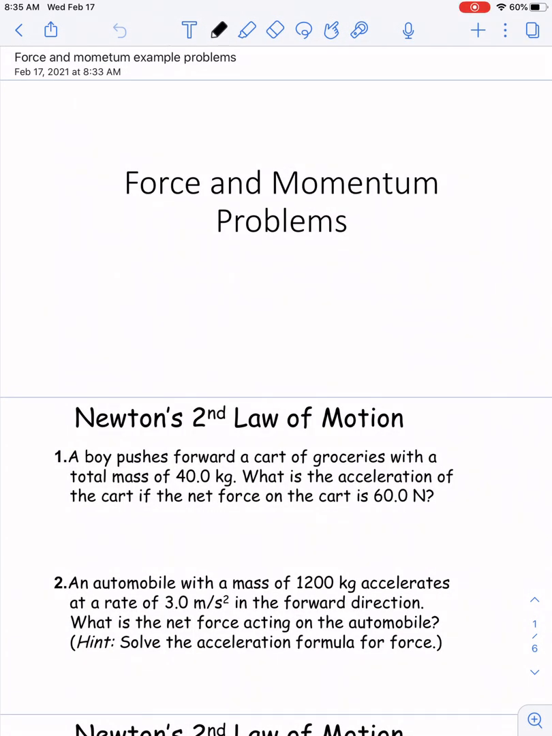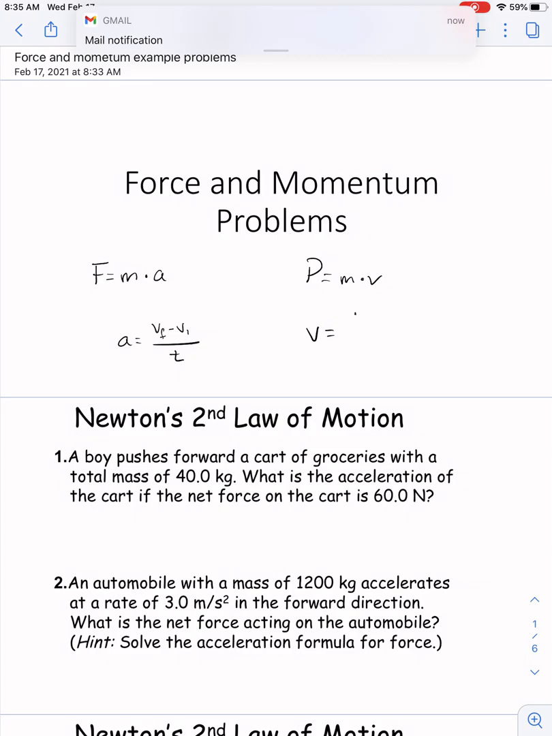Okay, today we're going to be looking at force momentum problems. We're going to be utilizing the Newton's second law equation, F equals m times a. And we're also going to be looking at momentum problems using p equals m times v. Now, we've also learned a couple of other equations, such as the acceleration equation, Vf minus Vi divided by t. And we've also learned the equation for speed, which is v equals d divided by t.